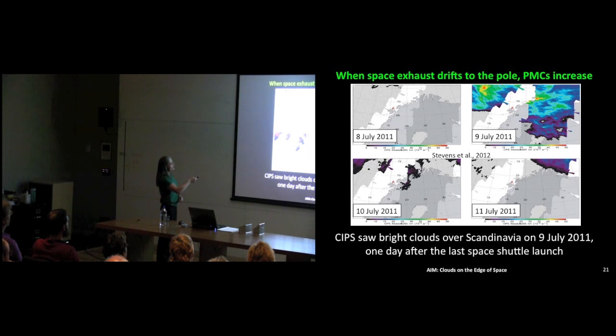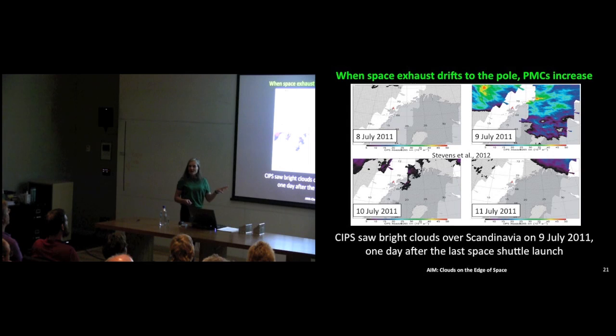8th of July, what this shows is a map of the Earth over Scandinavia. You can see in the gray region, this is Scandinavia. The white region is ocean. This gray stippled region is where the CIPS orbit actually went. No clouds on that day. But on the 9th, you see lots and lots of very bright clouds right in that region. And then they were gone by the next day, or mostly gone.